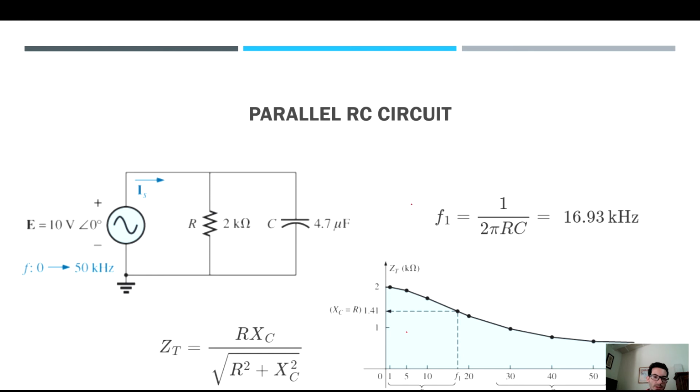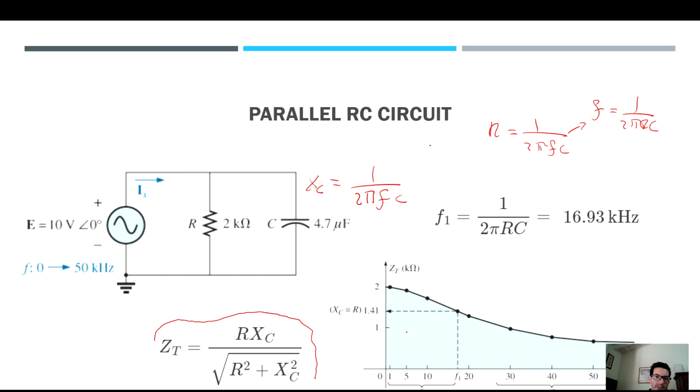Now we want to do the same thing for the parallel RC circuit. So what we have to do now is, instead of an inductor, we have a capacitor. Therefore, the reactance of the capacitor is 1 over 2 pi times frequency times capacitance. We can do that. And the same thing, we know that when the reactance of the resistor is the same as the reactance of the capacitance, then we have a resonant frequency. So F equals 1 over 2 pi RC. And here's the computation right here. And in terms of finding the total reactance, we have this formula.